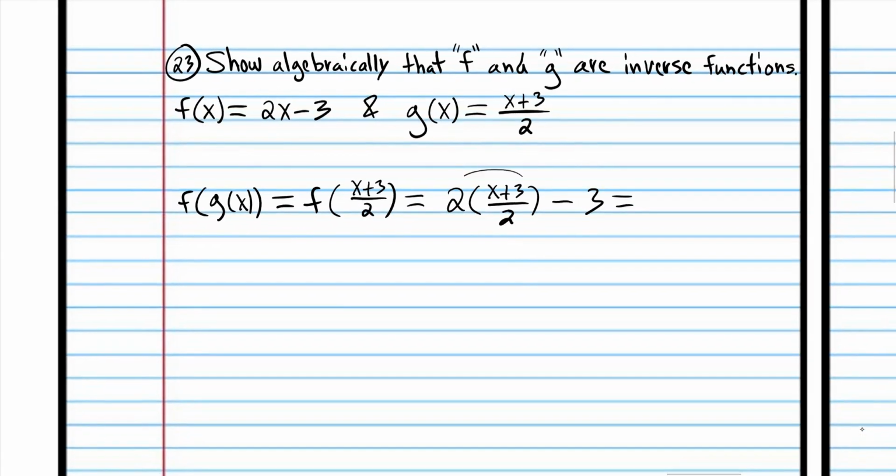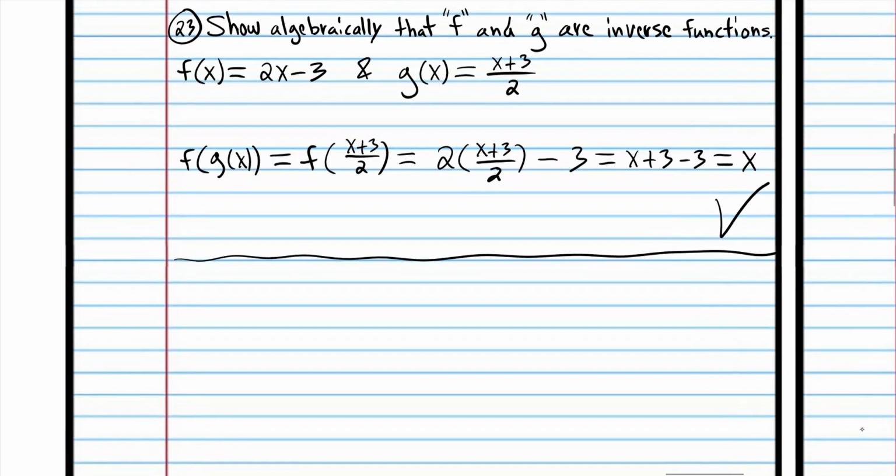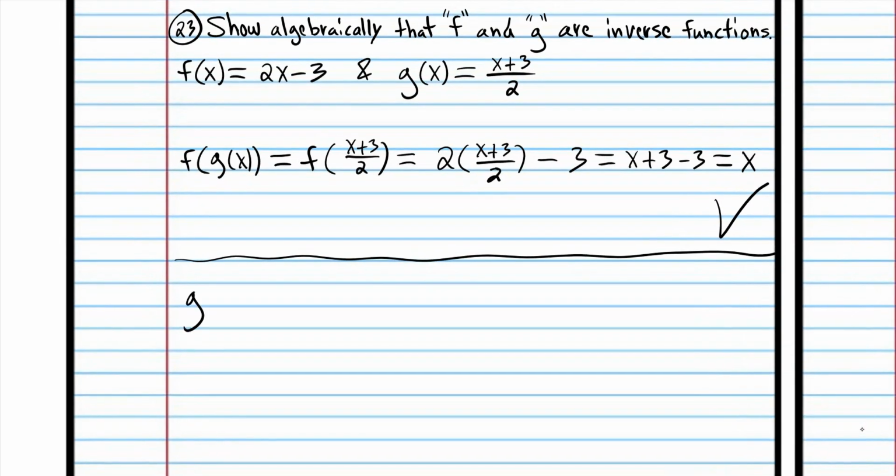So now when you multiply these, the 2's cancel out, and you're left with x plus 3 minus 3, and the 3's cancel out, and you're left with x. So that proves that they're inverses. But just to be thorough, most textbooks will ask you to find g of f of x also.